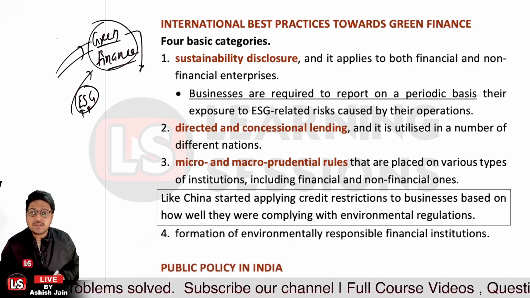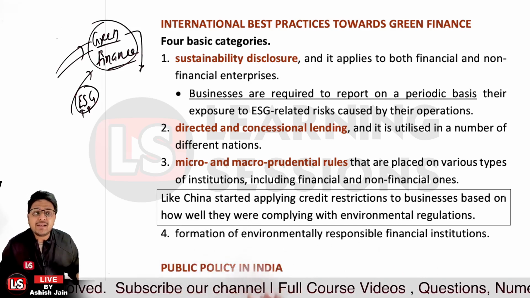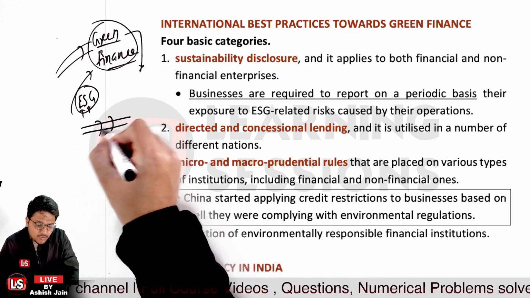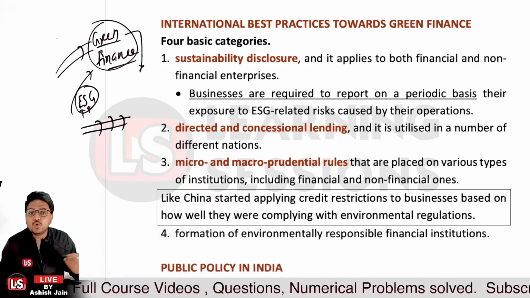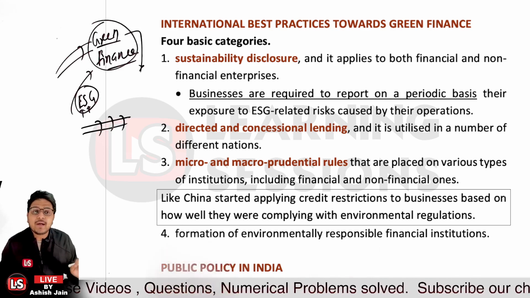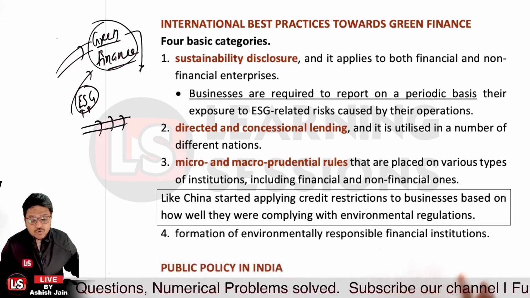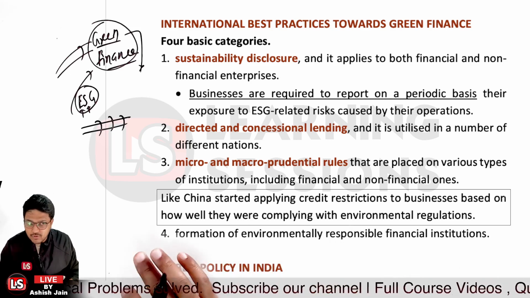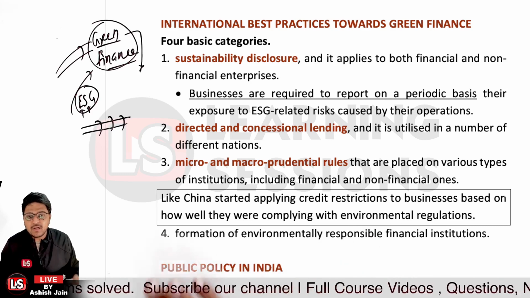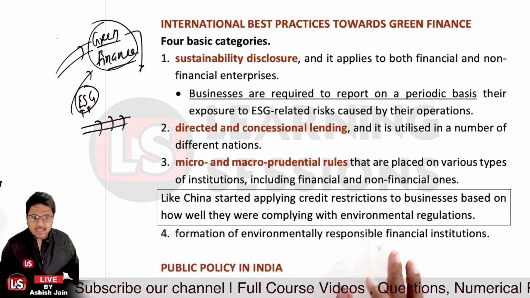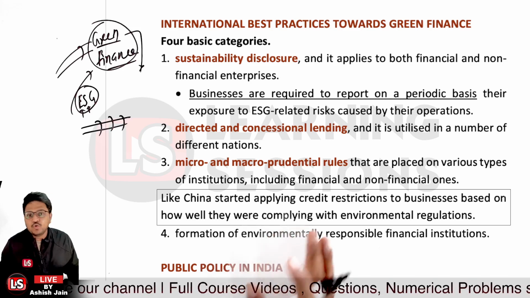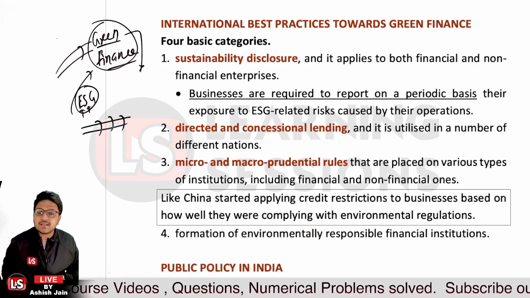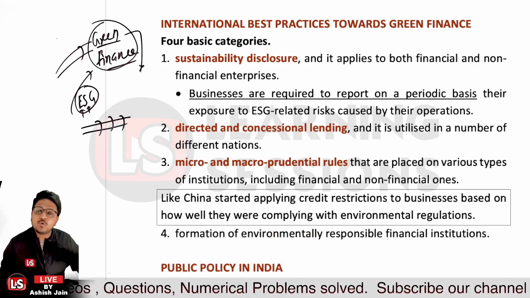The second one is related to directed and concessional lending. In different nations, directed lending is done, so that if you are getting green finance, it will be at a lower rate. The third one is related to micro and macro prudential rules. These rules are placed on various types of institutions, whether financial or non-financial. Like China started applying credit restrictions. If you are getting finance for other business purposes, you won't get that much, but if you are getting a loan for a greenfield project, you'll get a huge amount of finance. That's what micro and macro prudential rules can do.